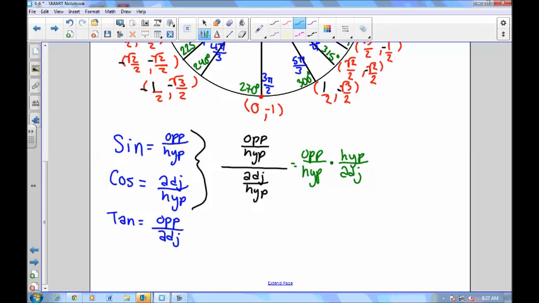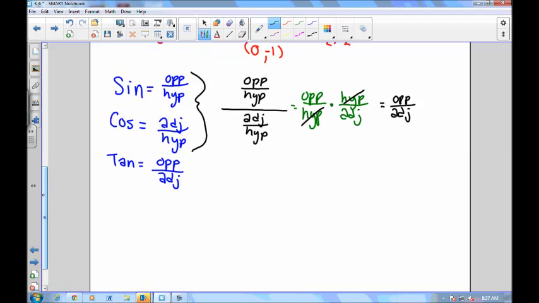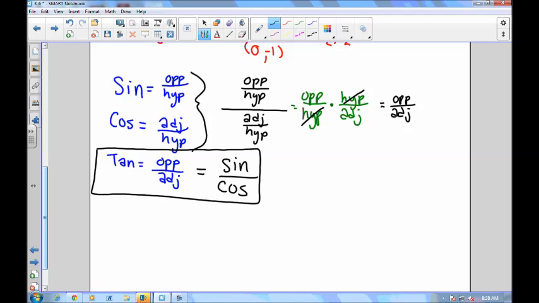Okay, Eric, do you see anything mathematically that's going to happen when we times those? What would happen? Yeah, hypotenuse cancels out, and we're left with opposite over adjacent, which is actually tangent. So, tangent is the ratio of sine divided by cosine.